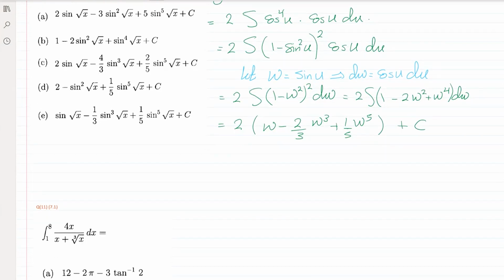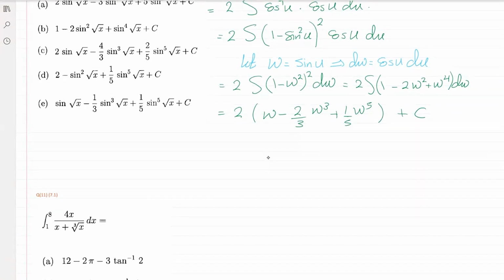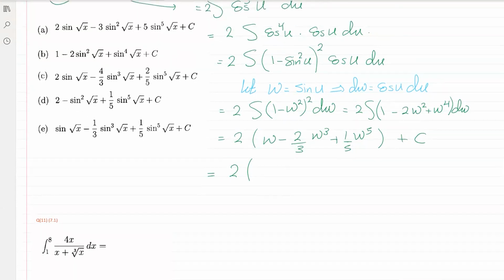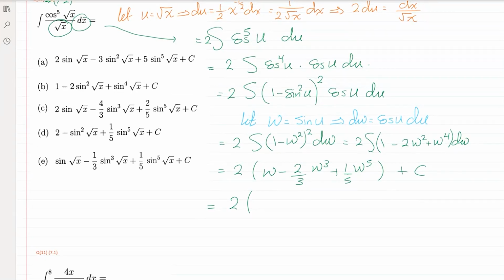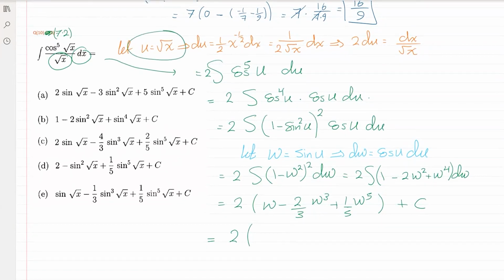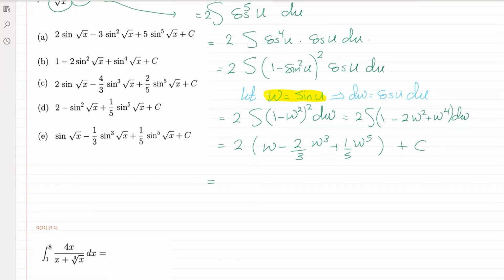All plus c. Now this answer here, I will substitute back the value of w. w equals sine u, and u equals root x. Instead of w, I will substitute back, and sine u is root x. So I will substitute back twice, and also I'll multiply by 2.